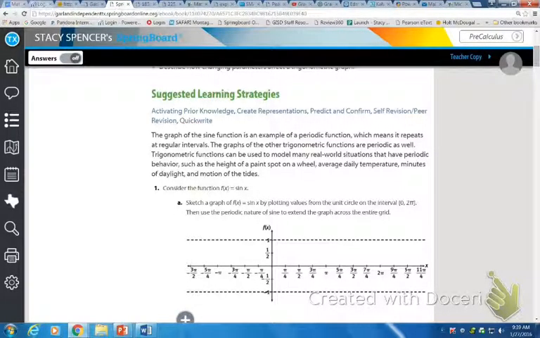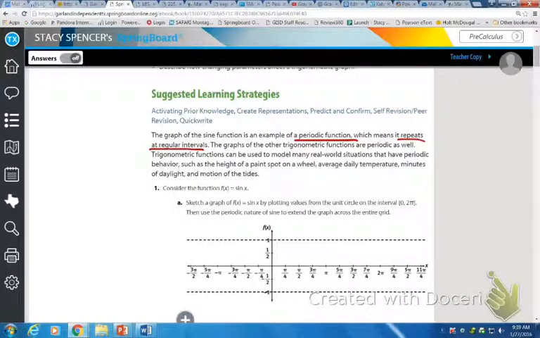Okay, we say that sine and cosine functions, or the graph of sine and cosine functions, are what we call periodic functions. And what that means is that they repeat. You saw in the video that those waves just kept going and going, right? So it means it repeats at regular intervals. Okay?